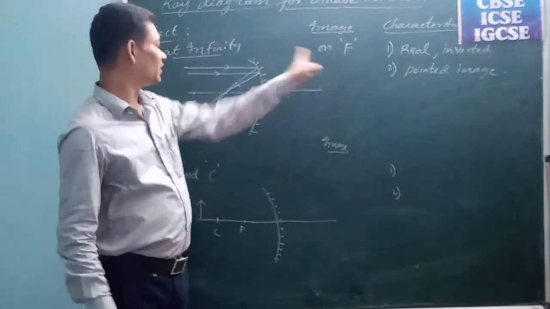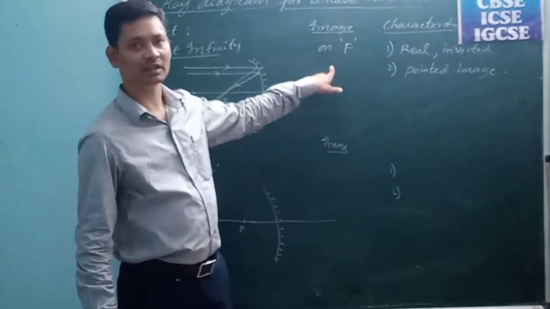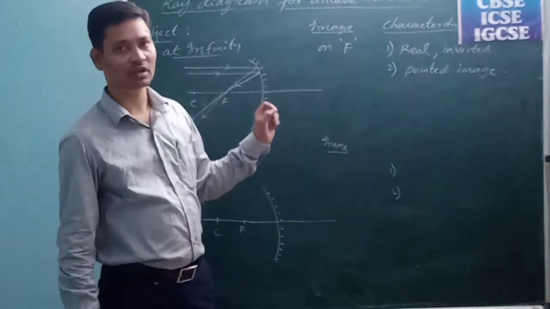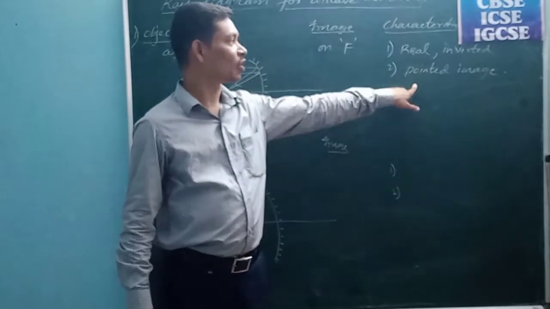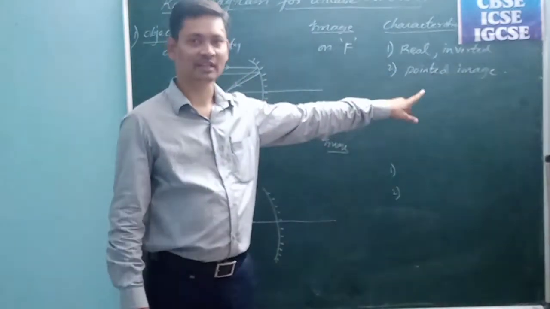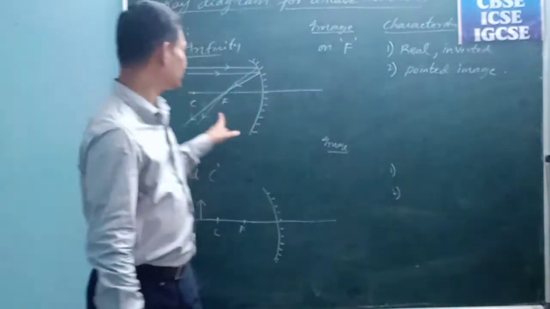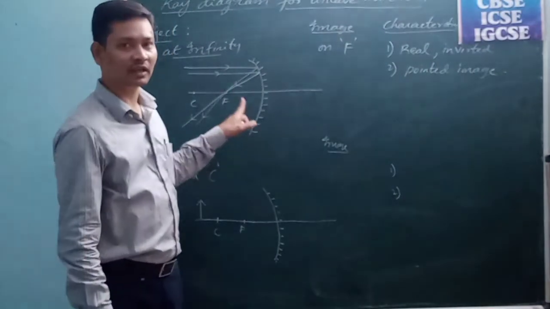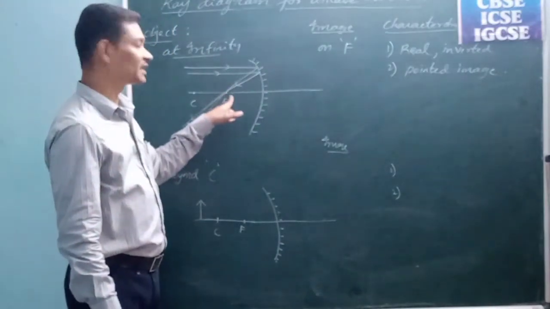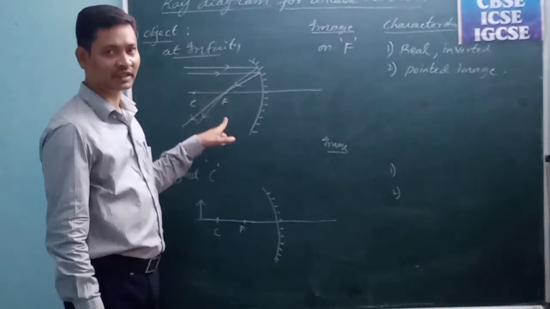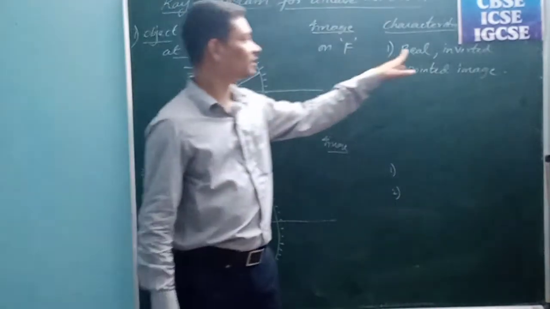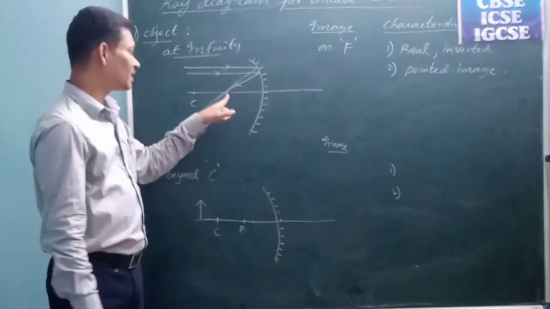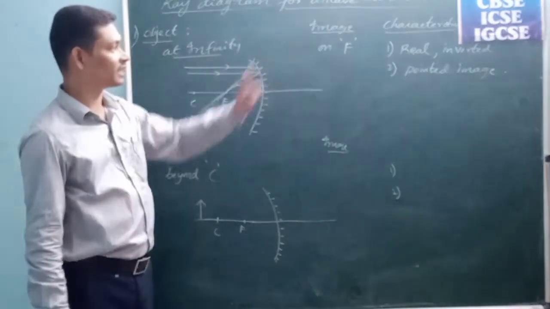Here the image is falling at F. In this case, we get a very, very small image, the pointed image. So that is a pointed image or highly diminished. We can say it is highly diminished also. So in this case the image is formed by the reflected rays. So here reflected rays are meeting at a point. At that point, the image forms. So here the characteristics of the image are real and inverted. As the image is formed by reflected rays, we get a real image.